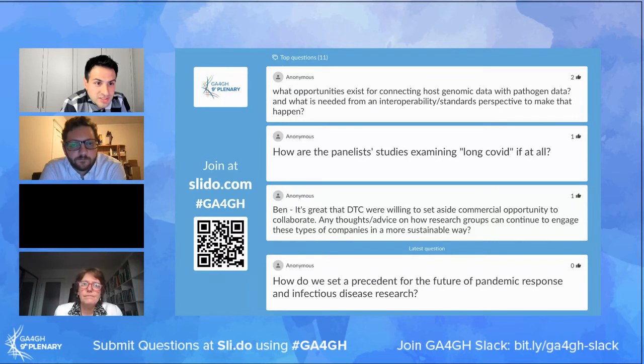What opportunities exist for connecting host genomic data with pathogen data, and what is needed from an interoperability and standards perspective to make that happen?